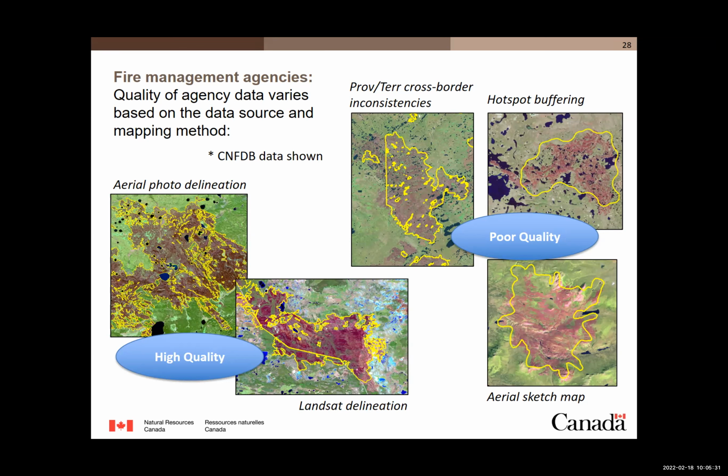So the key thing here is that in NBAC, we want to include those higher quality agency perimeters because they're already super good. But it's for these lower quality perimeters that we incorporate the satellite data to improve the fire mapping.